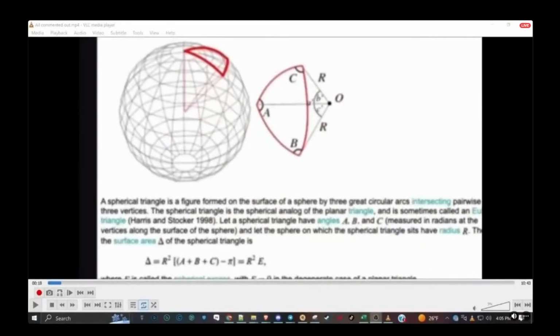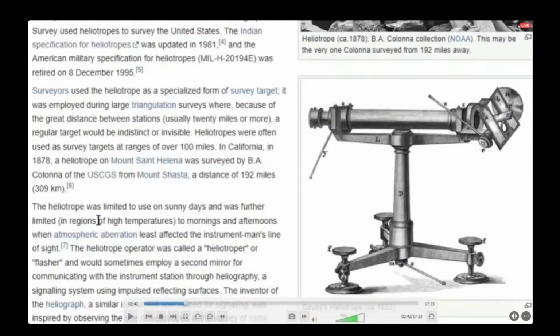Man, I had to stop it. I didn't realize that right there you said, if the Earth is flat. Look at the tool that they're actually using to denote over, let's see, 10,000 miles, 11,000 miles. This says that it uses survey targets of ranges of over 100 miles. Okay, distance of 192 miles.